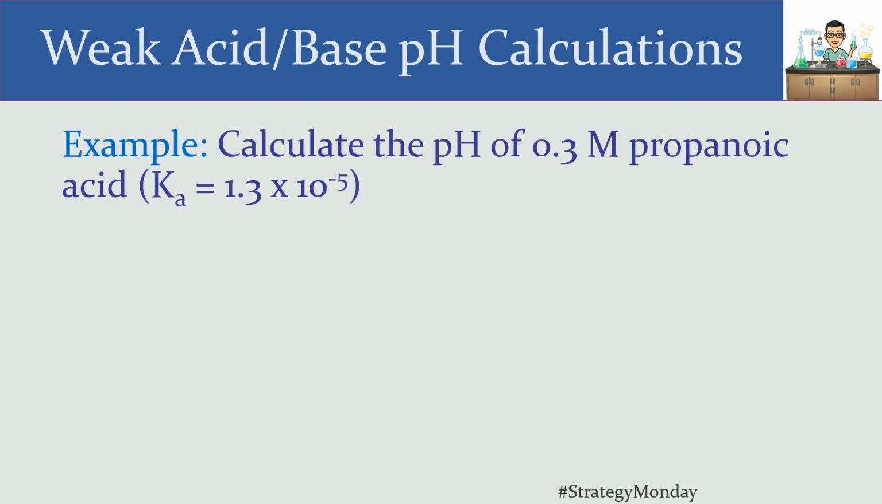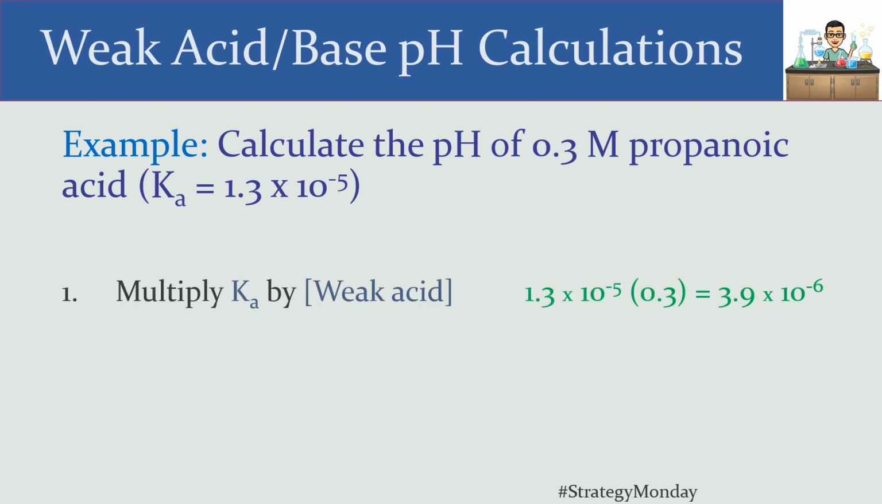So what if we're trying to calculate the pH of 0.3 molar propanoic acid, and we're given that the Ka of propanoic acid is 1.3 times 10 to the negative 5. Well, the first step is we're going to take those two numbers that we're given and mash them into each other. We're going to multiply the Ka times the weak acid concentration, and when we do that, I'm going to get 1.3 times 10 to the negative 5, multiplied by 0.3, and I get 3.9 times 10 to the negative 6.